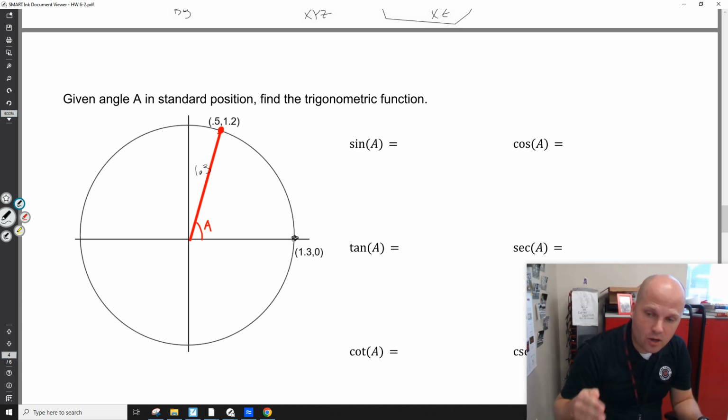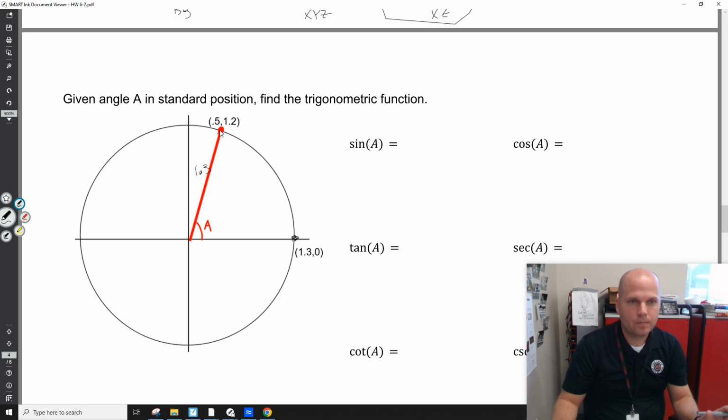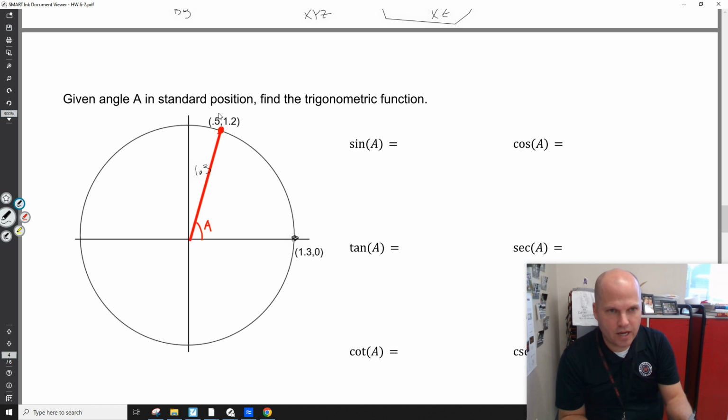We also see a coordinate on your circle, and we place a terminal ray that connects the origin to this point. So we see this 0.5 comma 1.2. Well, what does that point mean? Well, the point is an x position and a y position.